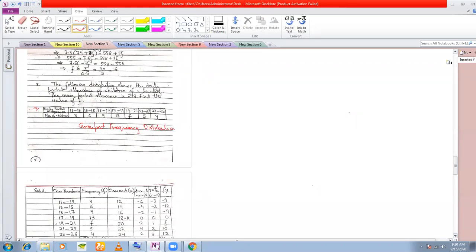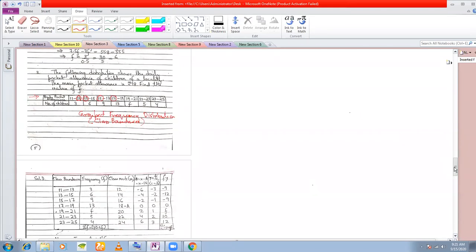And in the group frequency distribution, what kind of intervals are these? You see that they are overlapping, 11 to 13, and then you have 13 to 15, and then 15 to 17, and then 17 to 19. So these are all class boundaries that are given to you.